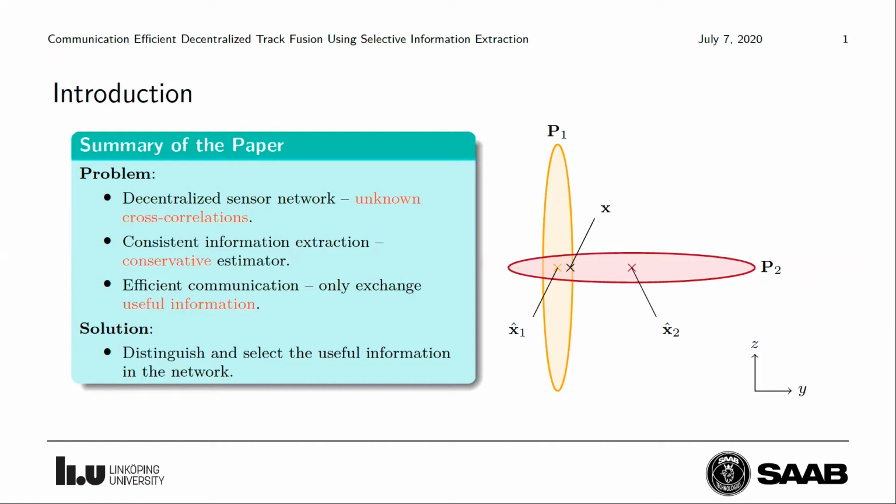This was a rather simple problem. The question is then, what happens in more complex scenarios with high-dimensional states and arbitrary information ellipsoids? Is it always the most informative directions that should be exchanged? As you will see, it is not always the case. The approach to the stated problem is to formulate methods that are able to distinguish what information is useful in the network. In other words, we seek methods that selectively extract local information that is globally useful.